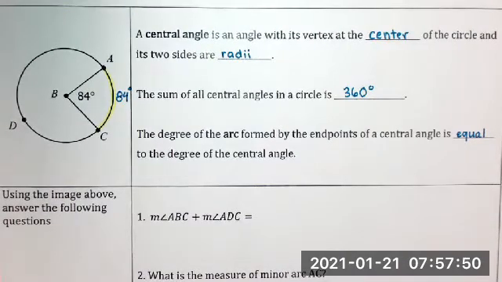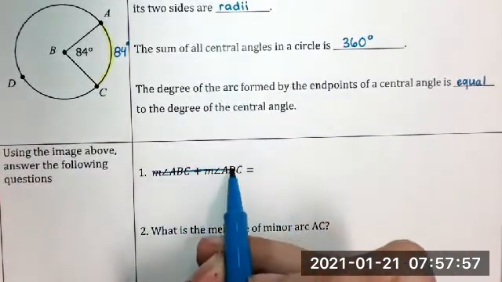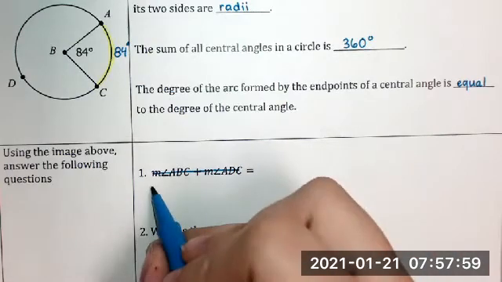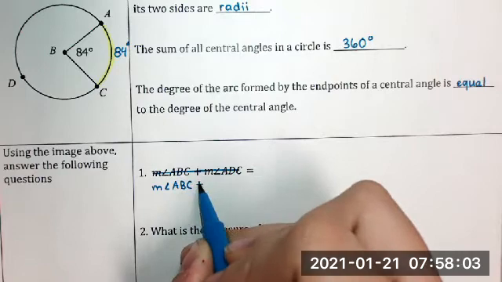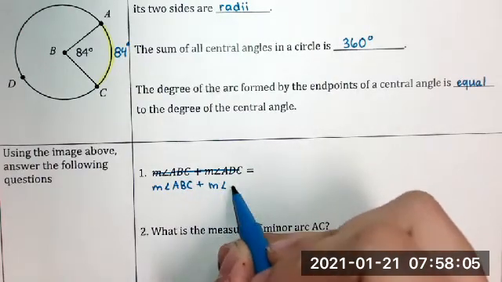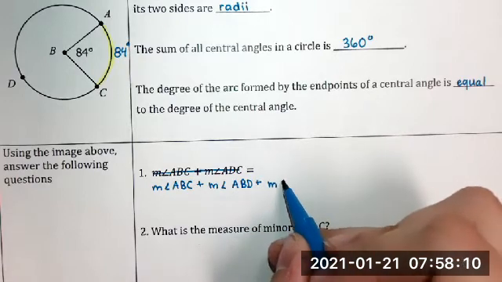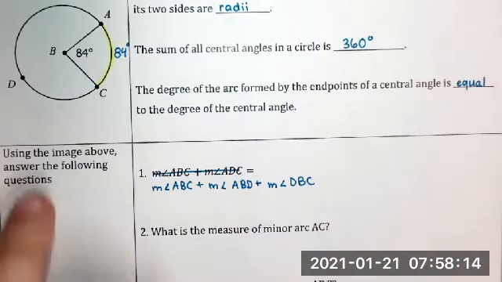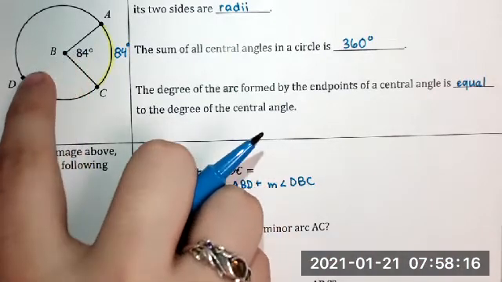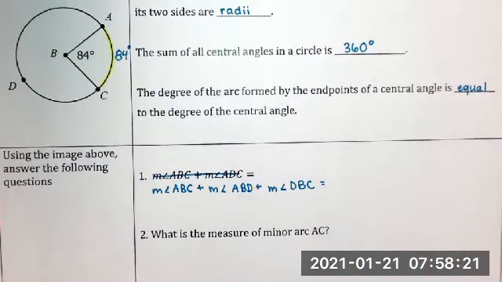So let's look at how this looks with some numbers. Now I made a typo here, so I'm going to correct this statement right here. This should say the measure of angle ABC plus the measure of angle ABD plus the measure of angle DBC. So those were those three angles I talked about here if you were to draw a line from B to D. And that would be all the different angles in the circle.